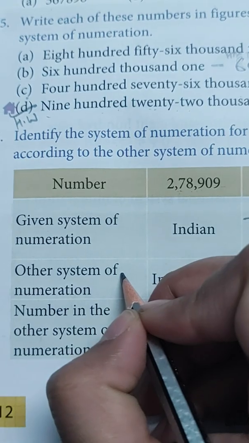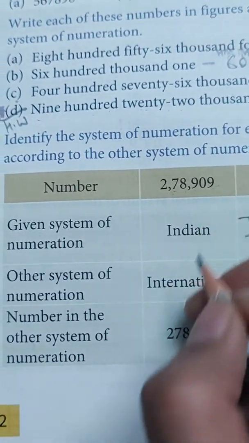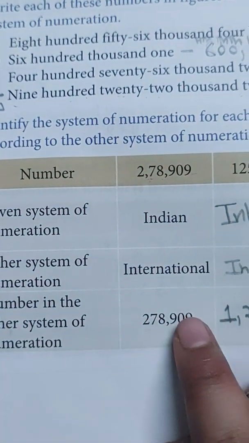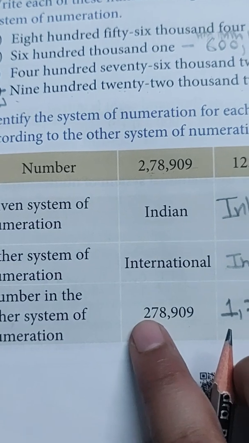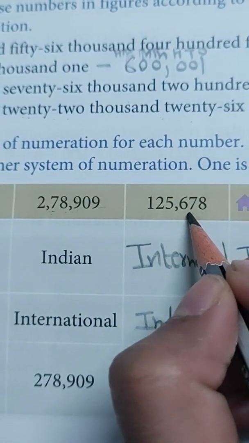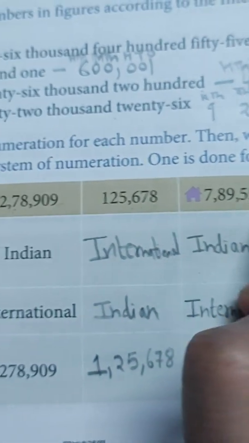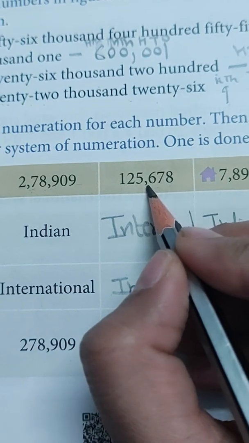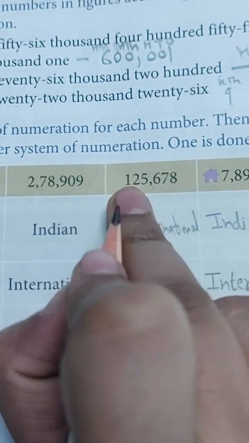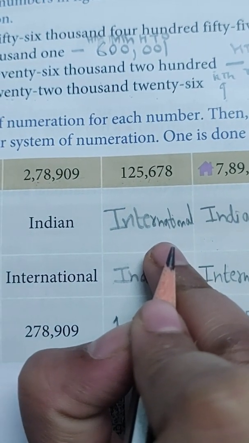Okay, the other system of numeration is international. After Indian we have international. So how to write this number in international form? You just simply remove this comma. So ones, tens, hundreds, 1,000, 10,000, 100,000. So you will put the comma here, because there is only one comma here. Three digits always come together in international, so that's why I have written international.